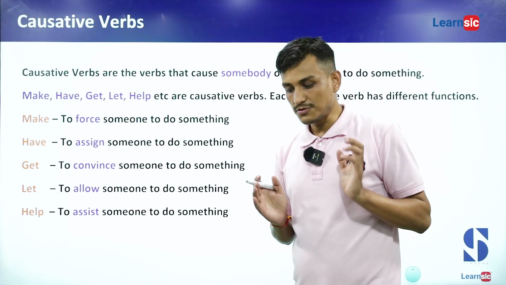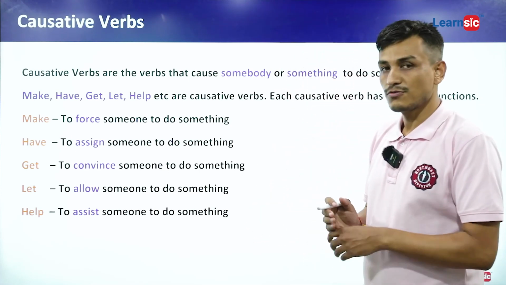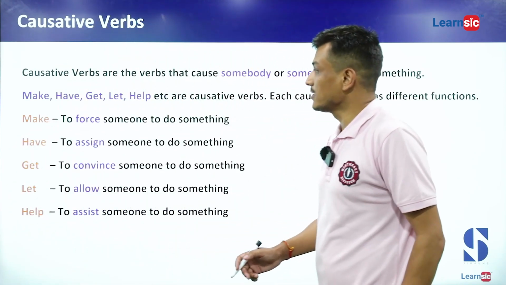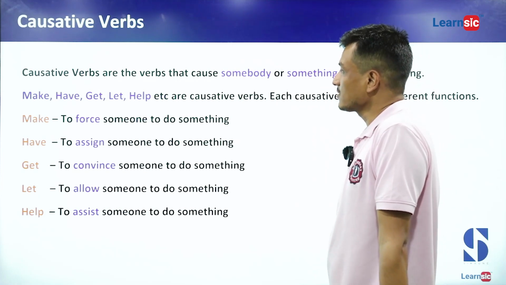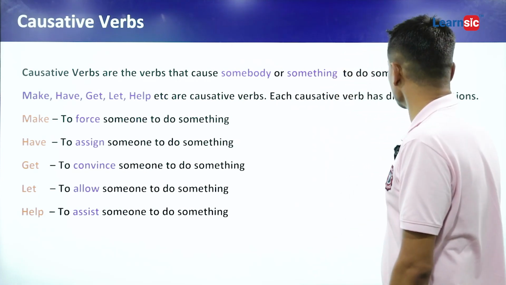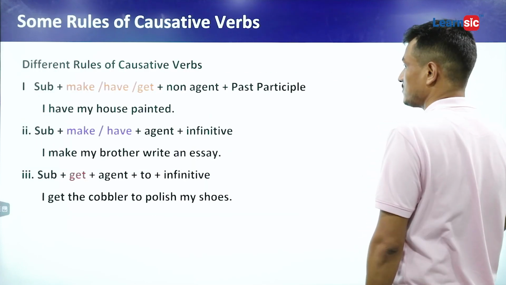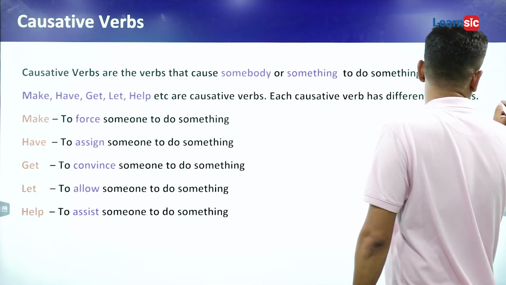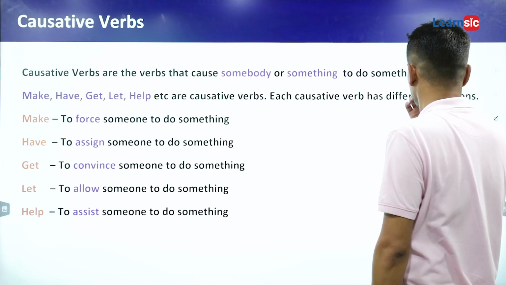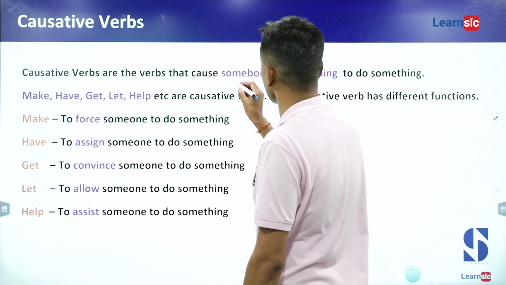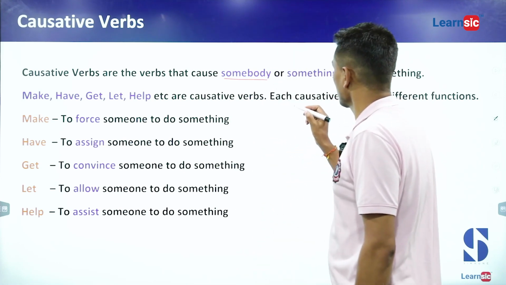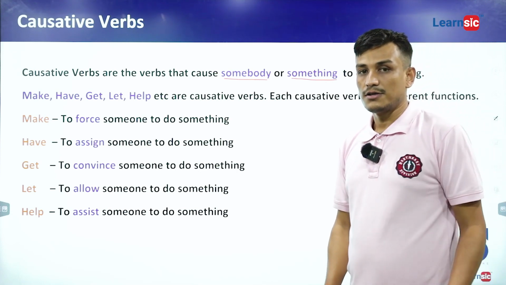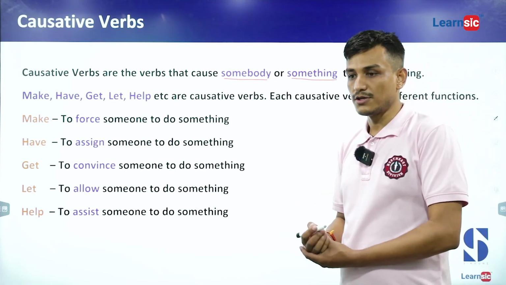First of all, you should know what kind of verbs are called causative verbs. Here's a definition. Causative verbs are the verbs that cause somebody or something to do something. Let me say, your work to be done by somebody else.